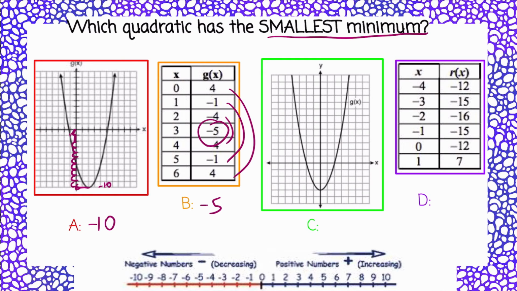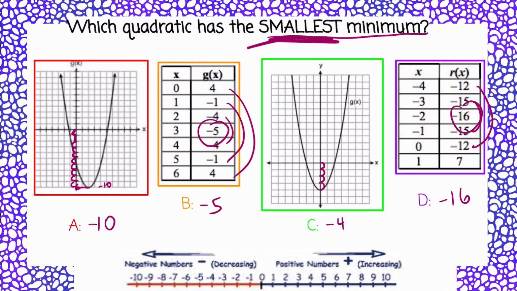Choice C is just like choice A. I'm going to count 0, -1, -2, -3, -4. And then for choice D, it's a table. I'm looking for the repeating numbers, and I'll go for the one right in the middle, which would be -16. So which one of these is the smallest number?